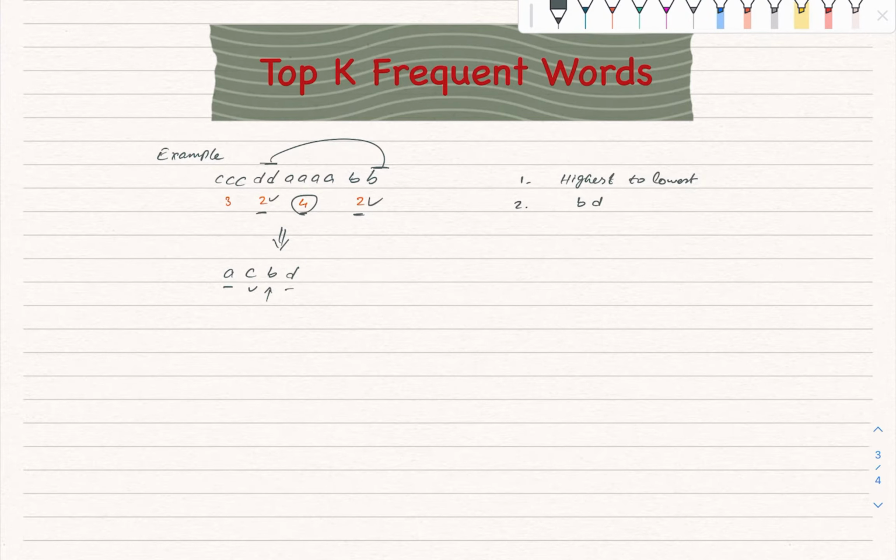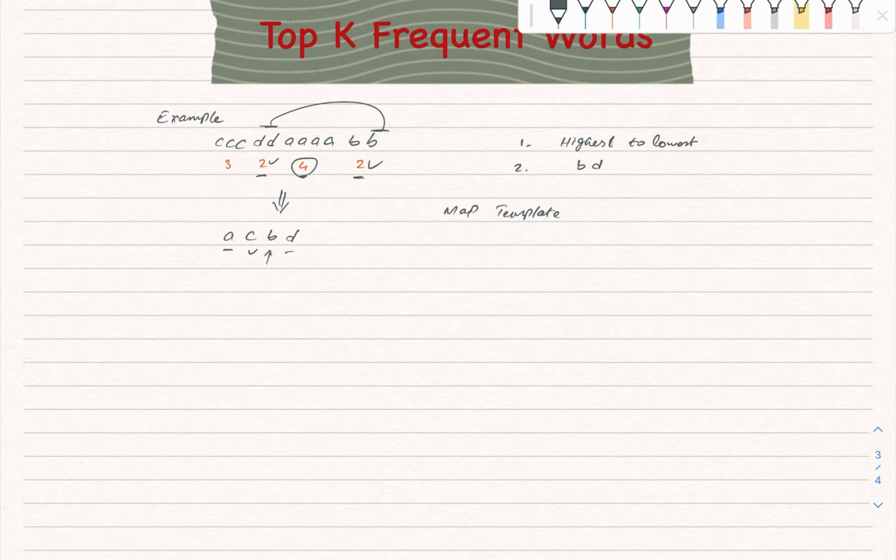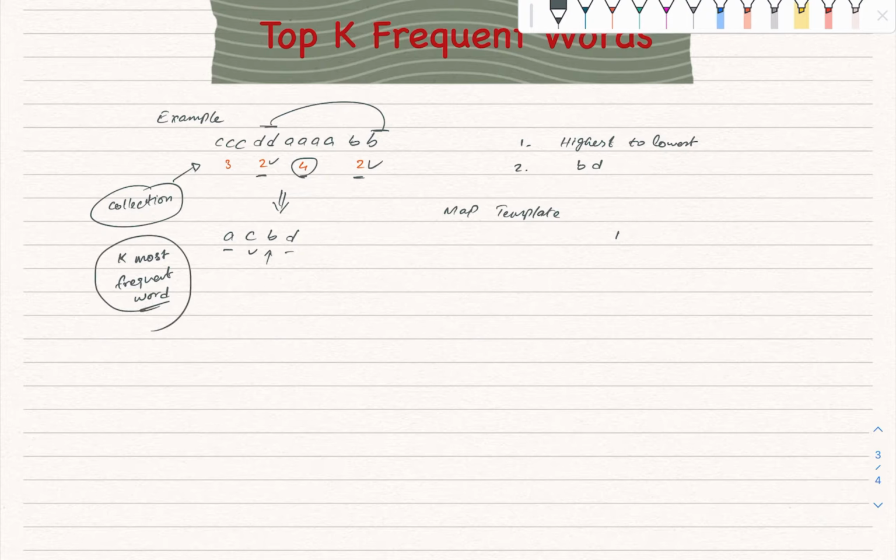Now let's see how this question maps to our template and which coding pattern we have to use for this. First thing, you can see there is a collection of words. So a collection is there. That's the first thing we observe. Second, they are asking for the k most frequent words. That's the second requirement. And third, for sure, the ordering of the answer.